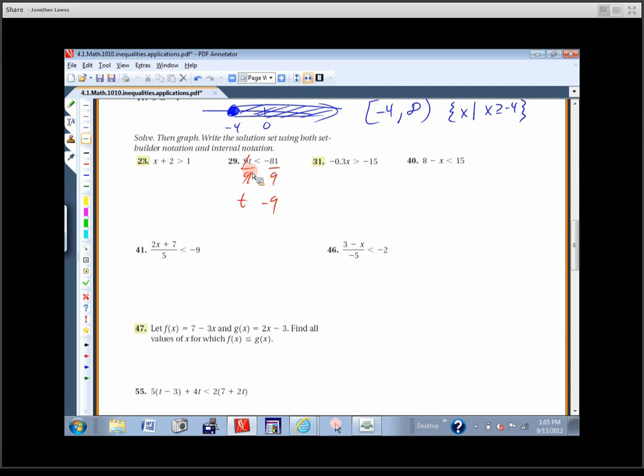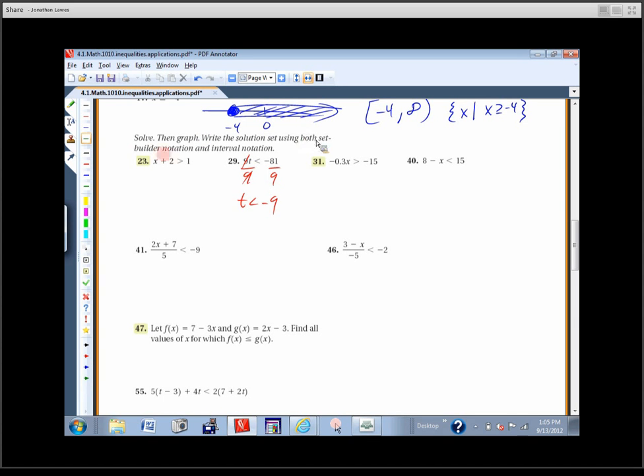Is that right? No, the problem with that is the step we took was dividing by positive 9. Who cares if this works out to be negative? It's the step we were taking that changes the direction. We were dividing by a positive, so it stays the same direction. So this is going to be a less than.